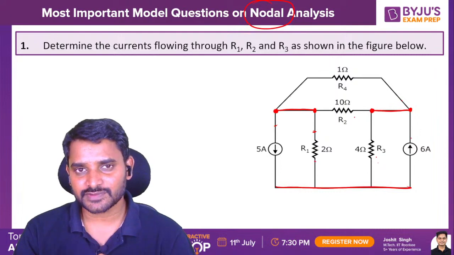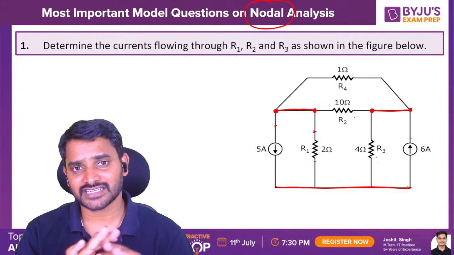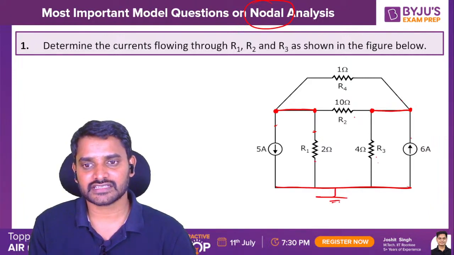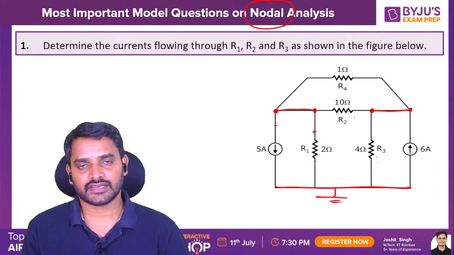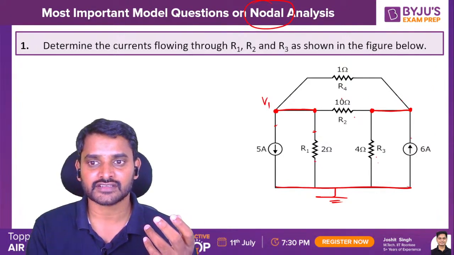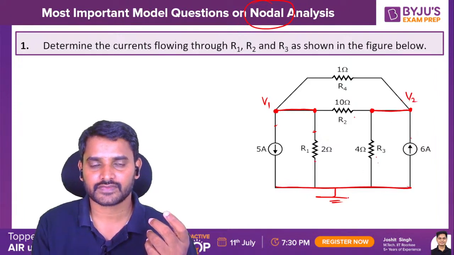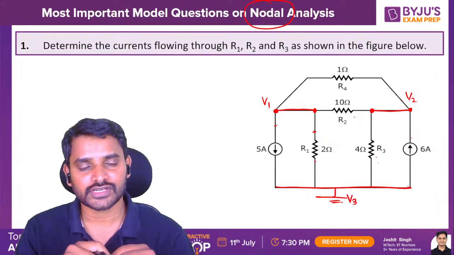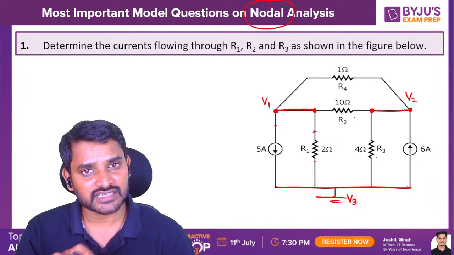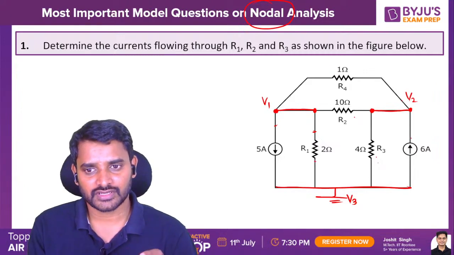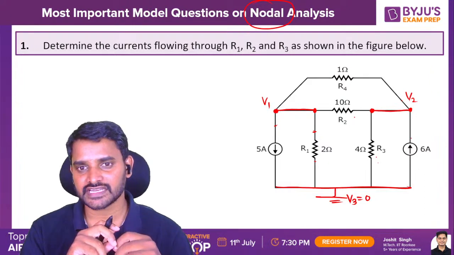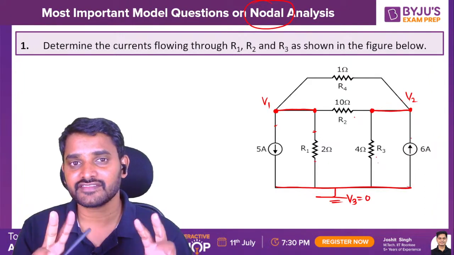Out of the three principal nodes, you take any one principal node as a reference, or datum node, or ground node. Generally, we will take this as the ground node, okay? After identifying the principal nodes, you assign some voltages like V1, V2 and V3. Those are the node voltages. We have taken the bottom node as the ground node, so the ground potential is zero. So V3 is zero.